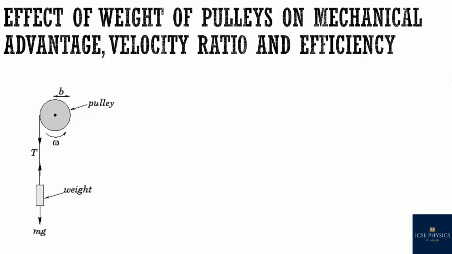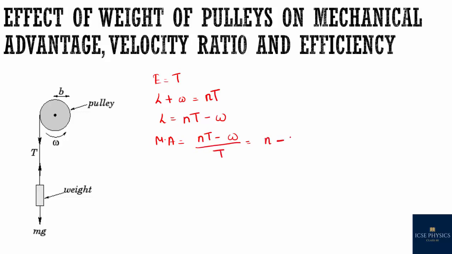Now let's see how the weight of the pulley affects the mechanical advantage, velocity ratio and efficiency. Let's say the weight of the lower block of pulleys is W. Now we know that effort is equal to tension force. For the lower block of pulleys, the load plus the weight of the lower block is equal to NT, the number of pulleys into tension, right? Now what will the load be equal to? NT minus W. Now what will the mechanical advantage be? It's load by effort. Load is NT minus W, divided by T, that is equal to N minus W by T, or I can write N minus W by effort, right?